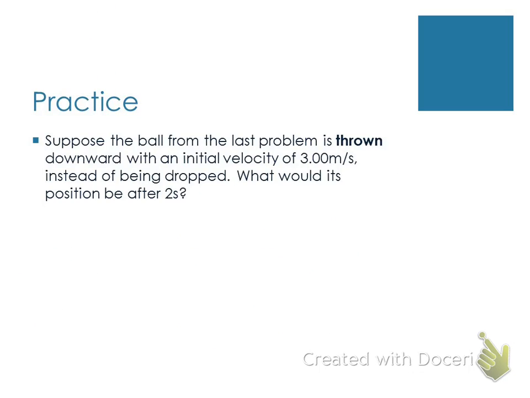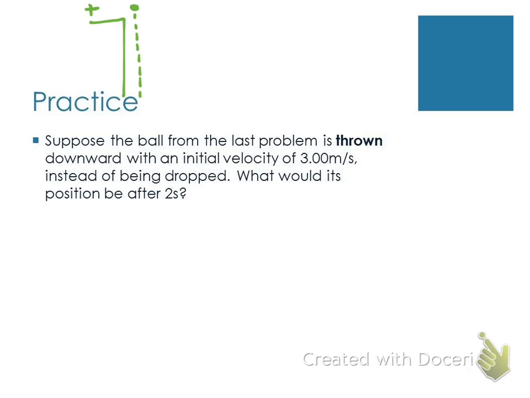We're looking at the same situation here, but we're going to say, suppose the ball from the last problem is thrown downward with an initial velocity of 3 meters per second. What would its position be after 2 seconds? Okay, so we have the same situation. We still have our tower that's 70 meters tall. We still have a ball that's going in the downward direction. But this time, instead of dropping it, we're throwing it down.